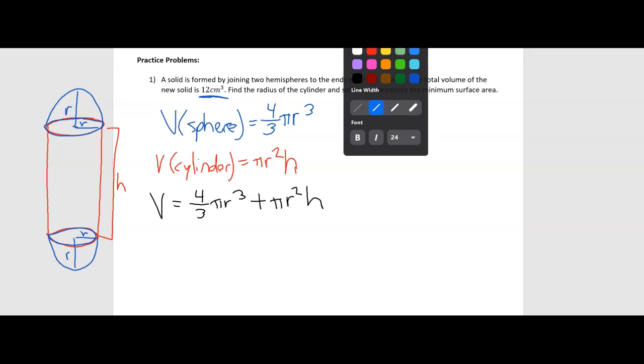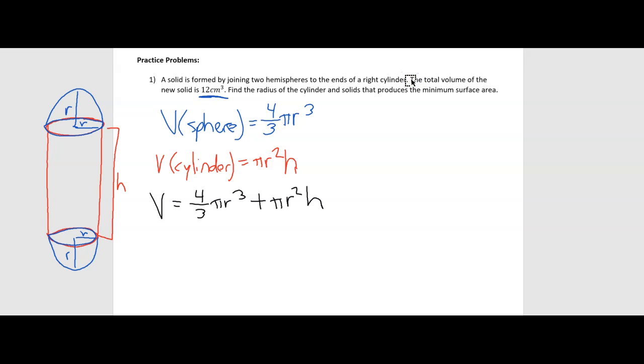Because we also have another equation we need to work with, right? It says that we need to find the minimum surface area given a volume of 12 cubic centimeters. So now we need to know the surface area of a sphere as well as the surface area of a cylinder. Well, let's start to break those down. Surface area of a sphere is equal to 4 pi r squared. Again, we're looking at a sphere because two hemispheres would make a sphere.